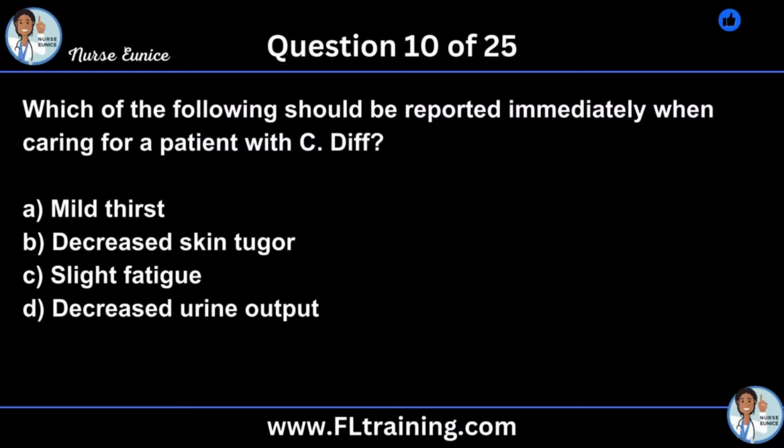All right, question 10. Which of the following should be reported immediately when caring for a patient with C. diff? Is it A, mild thirst, B, decreased skin turgor, C, slight fatigue, or D, decreased urine output?